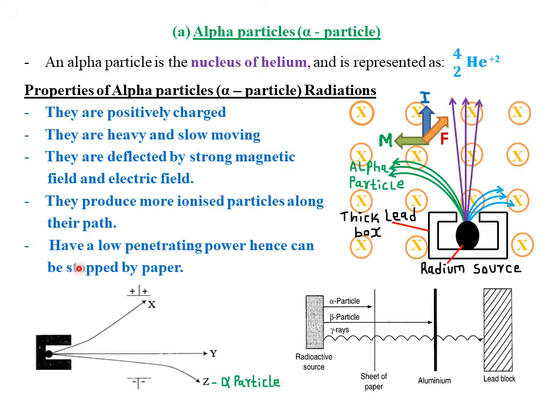Then the last property of alpha particles is that they have low penetrating power, hence can be stopped by paper. So they have low penetrating power because they are heavy and therefore they are slow moving. So of course, if they are slow moving, that simply means that their ability to penetrate any material will be very low. So they are stopped by paper. So you can see this is our radioactive source. Then we have the alpha particles which have been stopped by a sheet of paper.